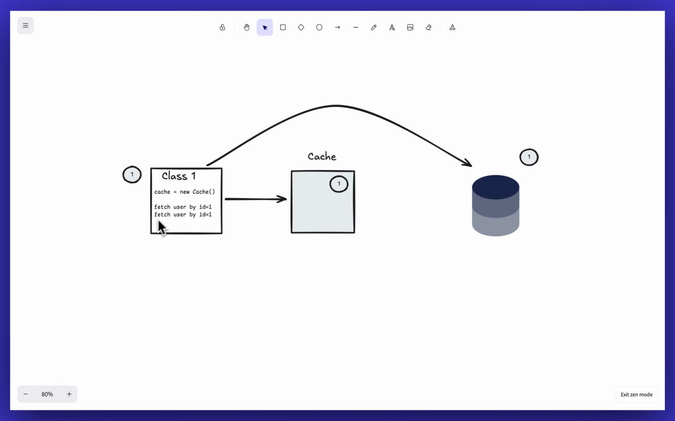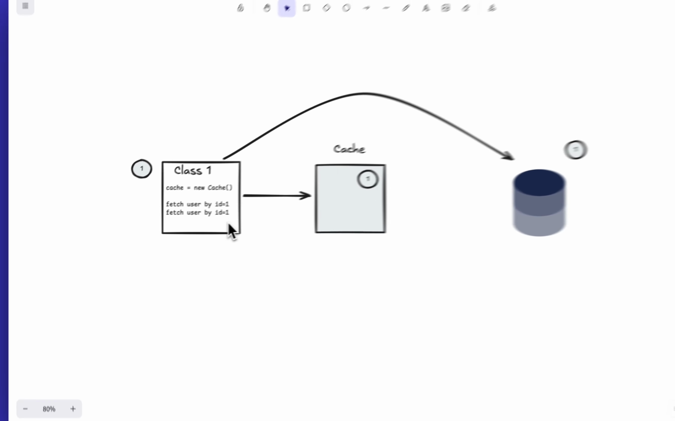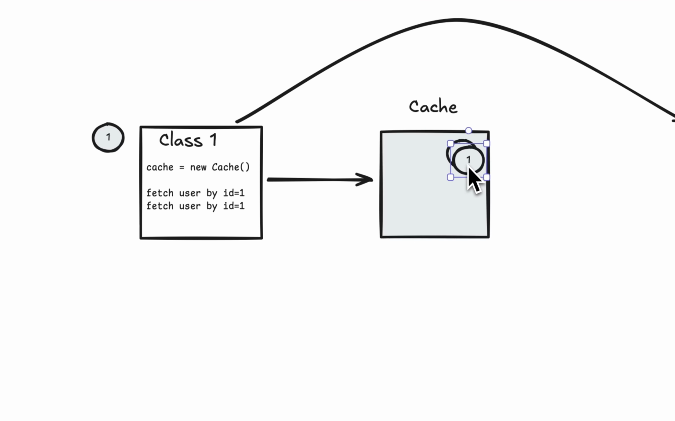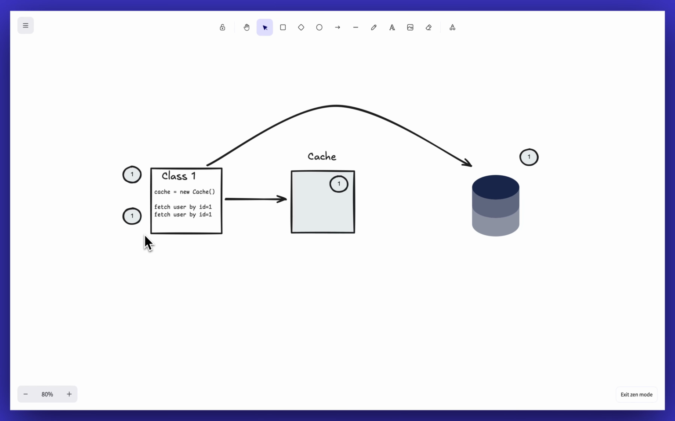Okay. Now let's say this class again wants to fetch the user by ID equals to 1. So now it will not make a call to the database. Instead, it will first check the cache, okay? And the cache itself will return the user data like this, right? So currently everything is working perfectly.